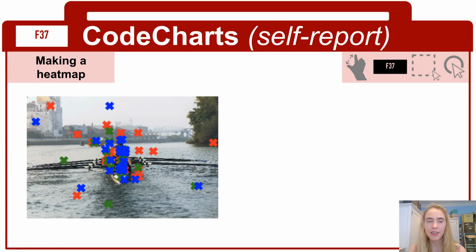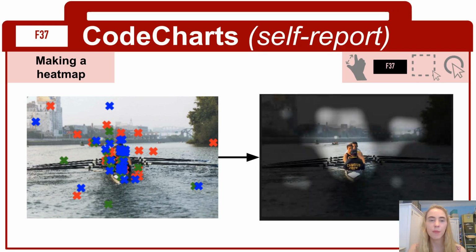After we've collected gaze points from multiple participants, we again convert that data into an attention heat map by blurring the gaze points with a Gaussian, similarly to how eye fixations are processed.